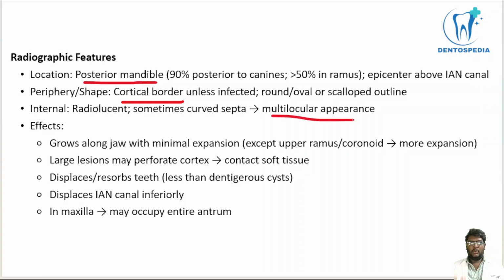Sometimes it might have a multilocular appearance. It grows within the jaws with minimal expansion. It might perforate the cortex based on the size. Sometimes it displaces the inferior alveolar nerve canal down to the mandibular body. In some cases, it might occupy the whole maxillary sinus. So these are the few variations in occurrences.